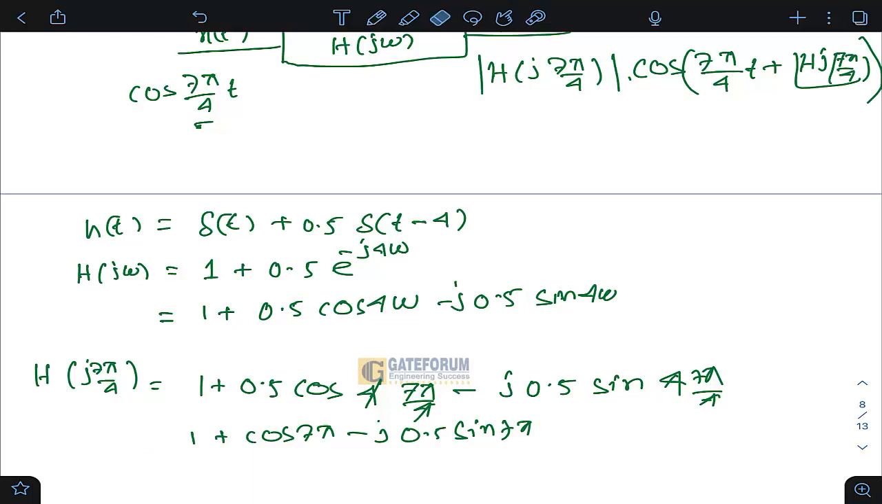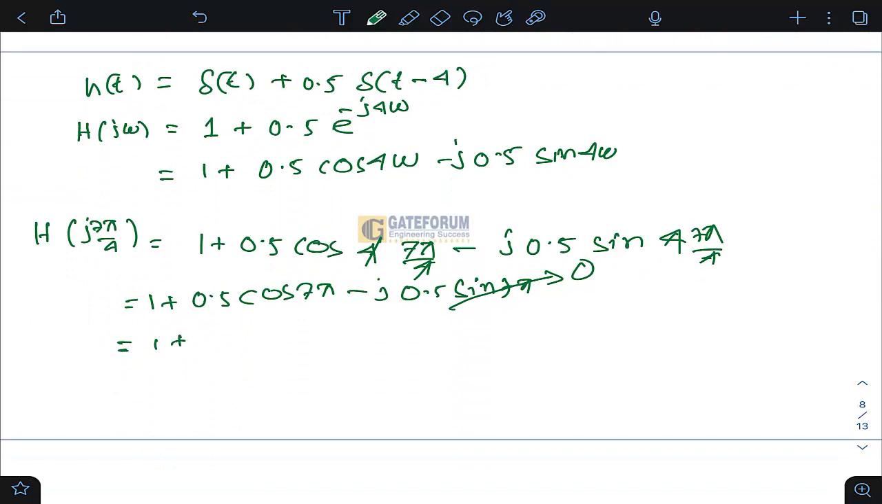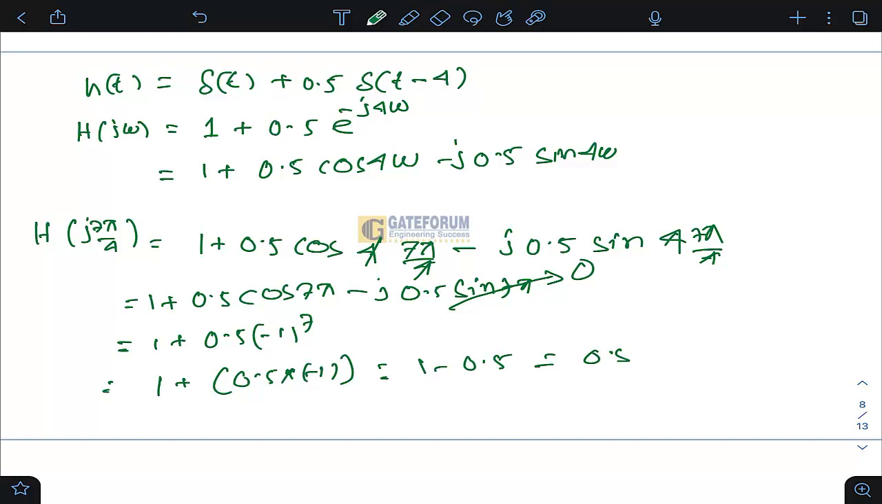So here we have a factor 0.5, students. It is 1 plus 0.5 cos 7 pi and then minus j 0.5 sine 7 pi. So this factor is 0. So you have cos 7 pi: 1 plus 0.5 into minus 1 to the power 7, since cos n pi is minus 1 to the power n. So this is 1 plus 0.5 into minus 1. If you evaluate this, it is 1 minus 0.5, so that happens to be 0.5.